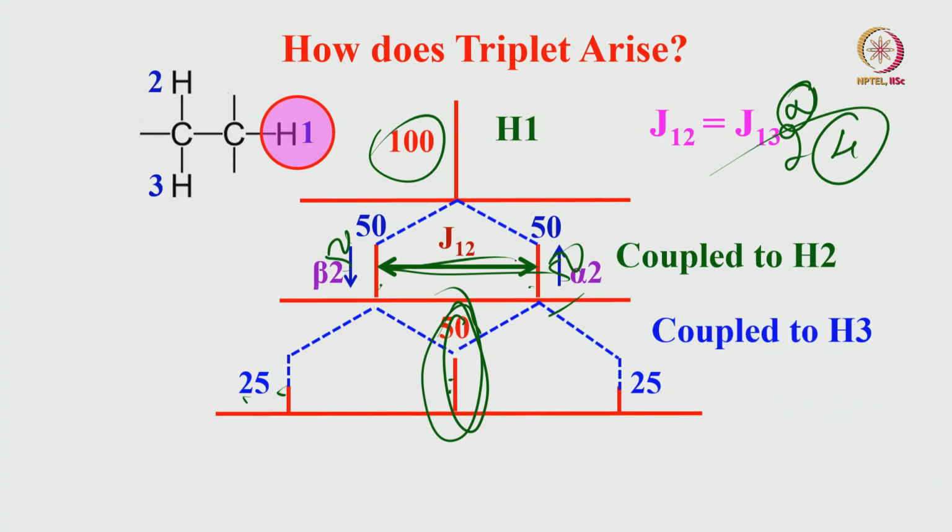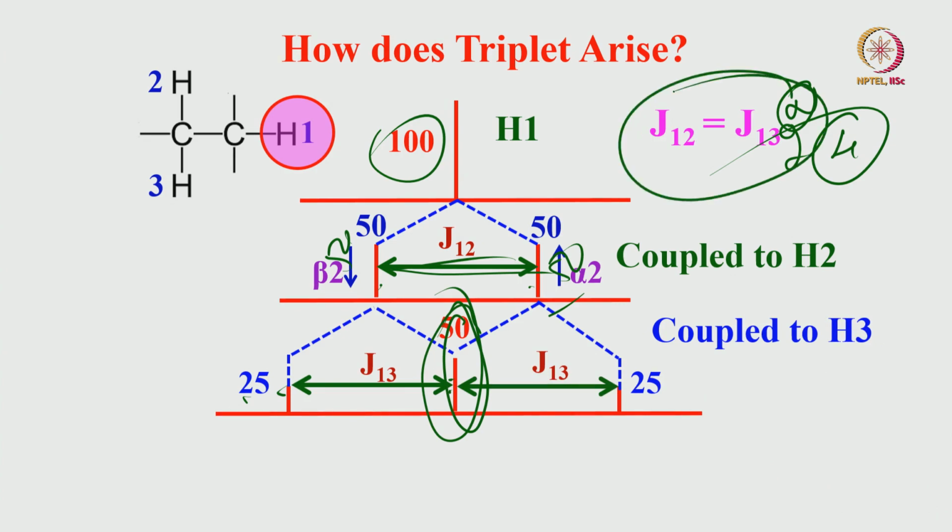So this is the 1-2 coupling and this is the 1-3 coupling. The 1-2 and 1-3 couplings are identical. As a consequence, two lines of the peaks overlap and it appears as if there are 3 lines with an intensity of 1:2:1. This is how you get a triplet.